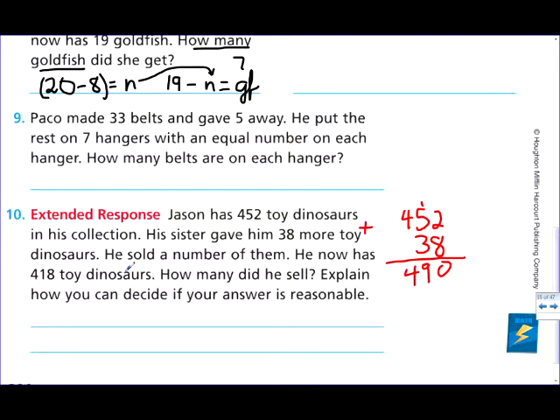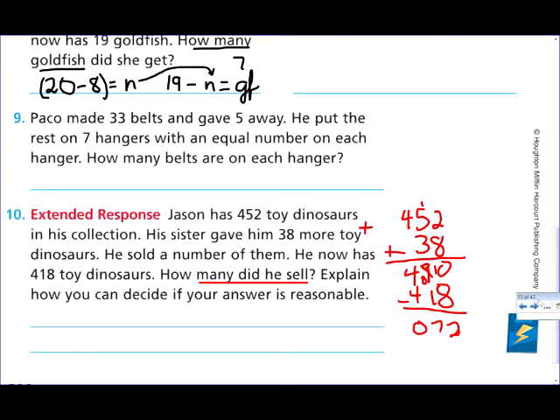And he sold a number of them, and now he has 418. So we need to take 490 minus 418. And what is our answer? How many did he sell? 10 minus 8 is 2. I borrowed from the 9. That becomes an 8. 8 minus 1 is 7. 4 minus 4 is 0. That's the first part. We now know how many he sold.